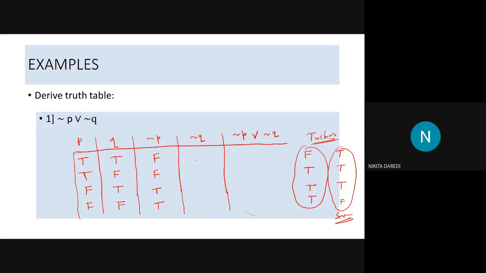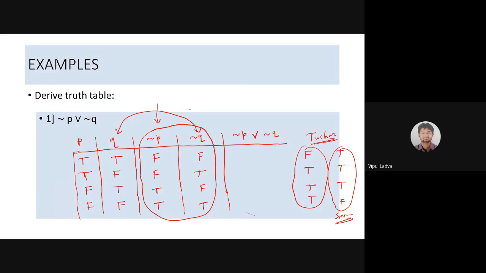What will be the possibility? True, false, true, false, and true. Is it? False, true. You derived this with the help of this, correct. Now, just focus on both these columns, because now we are looking for the disjunction of both these columns. This is what we need to focus on.